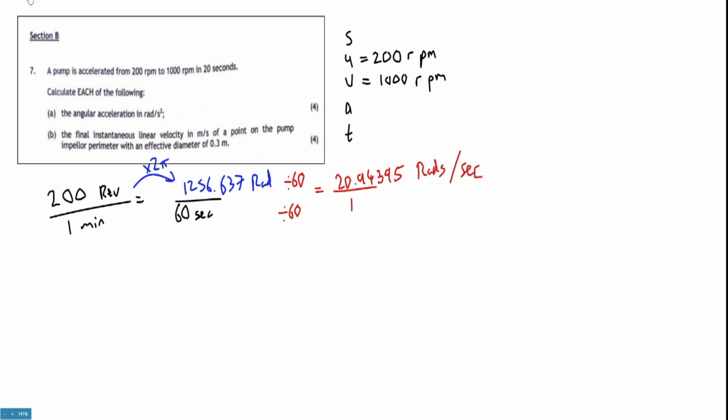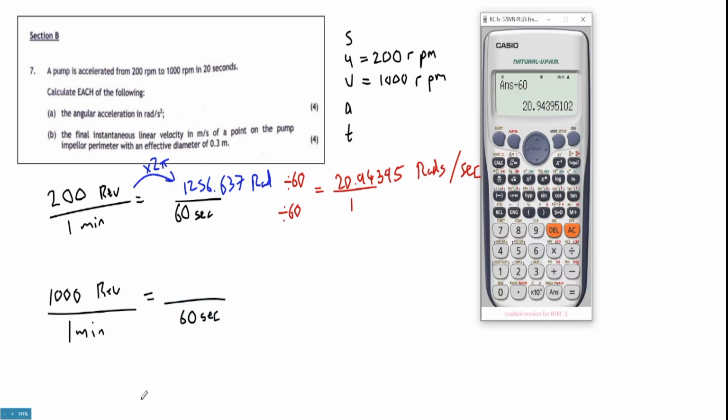Great. We're going to do the same process for the 1000. I suppose it'll be 5 times as much, because that will just be 5 times as much, but we'll still run it through just in case. It's not normally so easy to see the numbers. So 1000 revs in a minute. Same thing. We're going to turn that into 60 seconds. It's really easy because it's the same process once we've done it once.